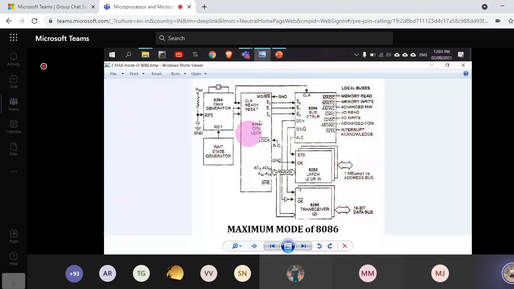With this in mind, now let us have a look at this diagram of maximum mode of operation of 8086. In maximum mode of operation, the clock generator 8284 will be interfaced in the same way. So there is no change as far as this clock generator is concerned.